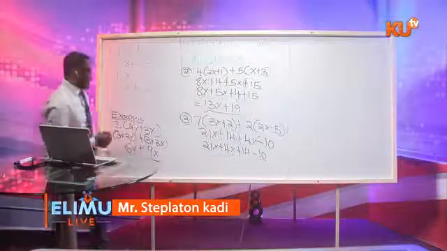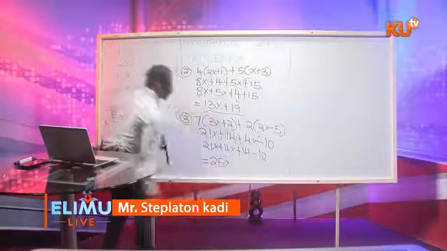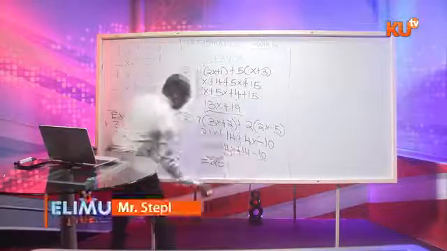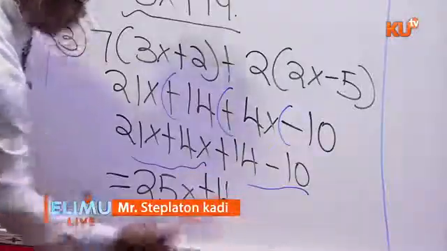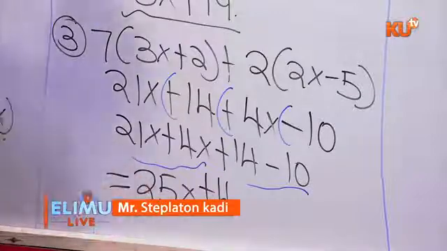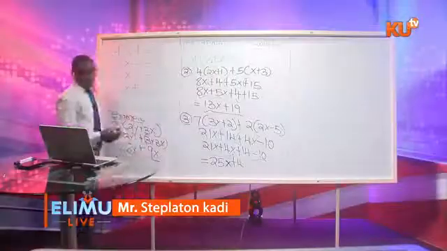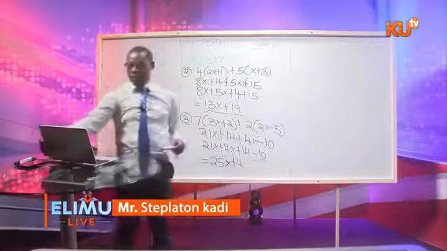21x plus 4x, the answer is 25x. 14 minus 10, the answer is 4. Therefore, our right answer is 25x plus 4. That is the right answer to that question.